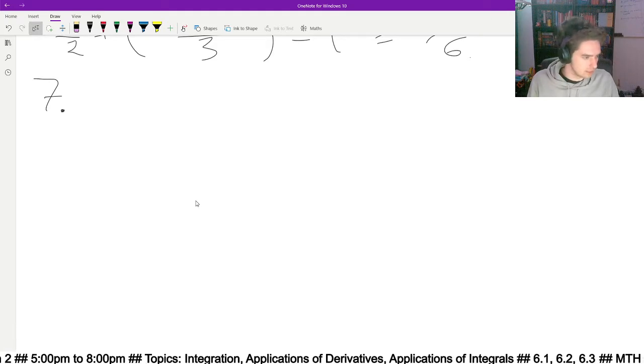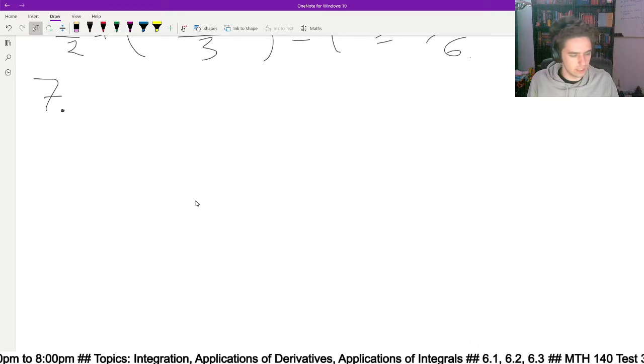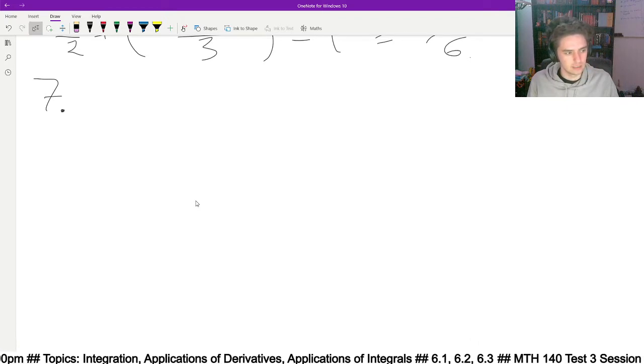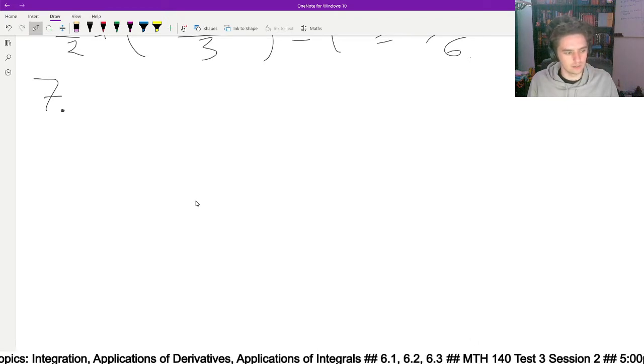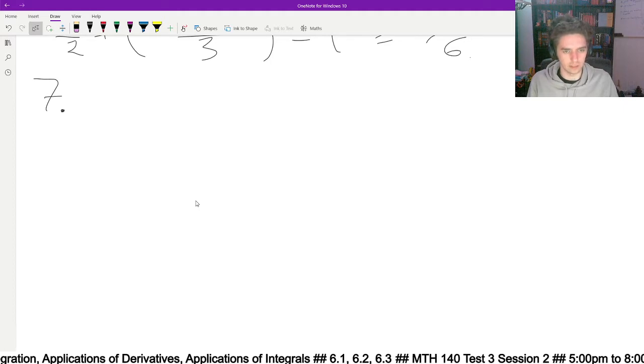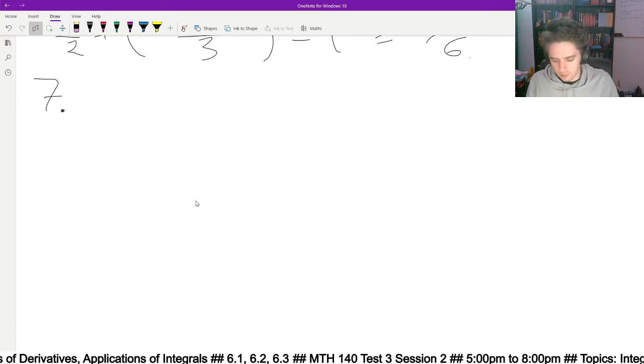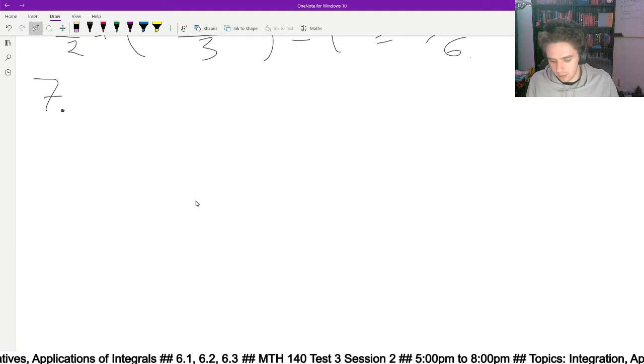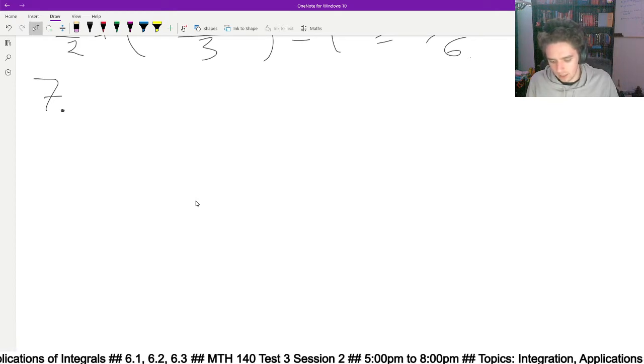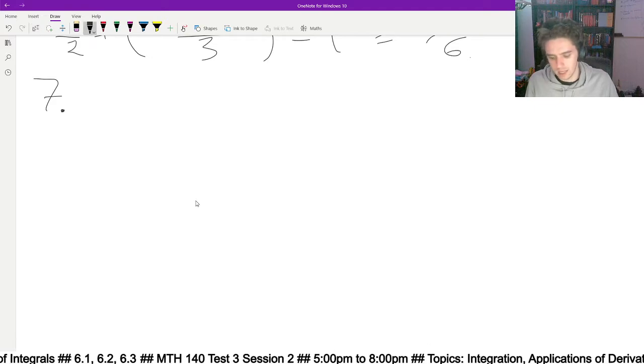These questions are the 2019 midterm from last year. They're from D2L, from the test 3 section of D2L. No problem. So find the volume of the solid obtained by rotating this region, which I'll write down in a second, about the line x equals 3.